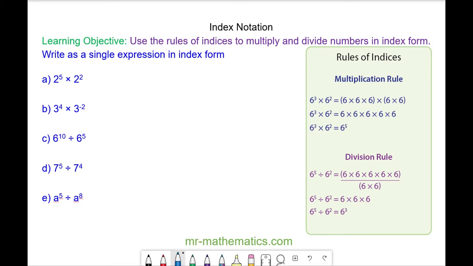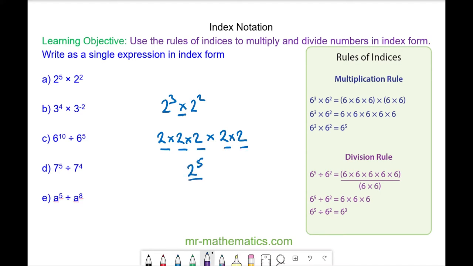Say, for instance, we have 2 to the power of 3 multiplied by 2 to the power of 2. 2 to the power of 3 we can write as 2 times 2 times 2, multiplied by 2 squared, which is 2 times 2. So now we have 2 multiplied by itself 5 times, which is 2 to the power of 5. This value we call our base, and this value we call our power.